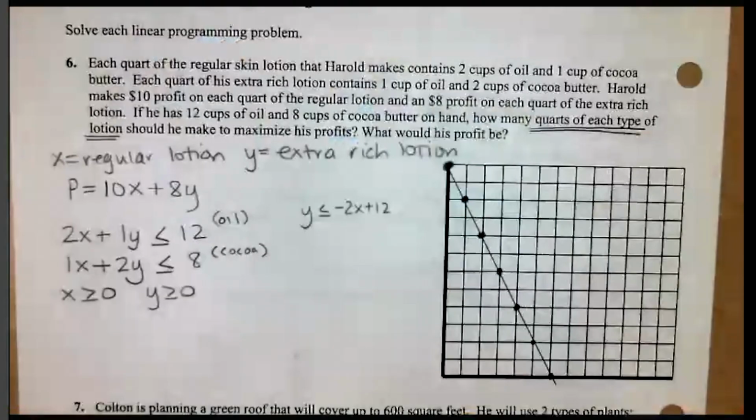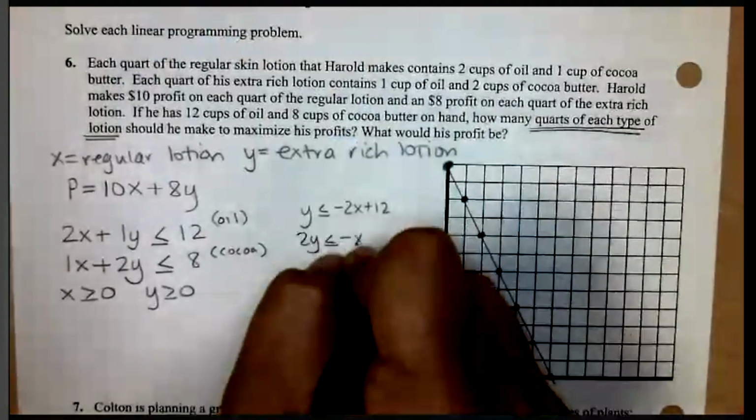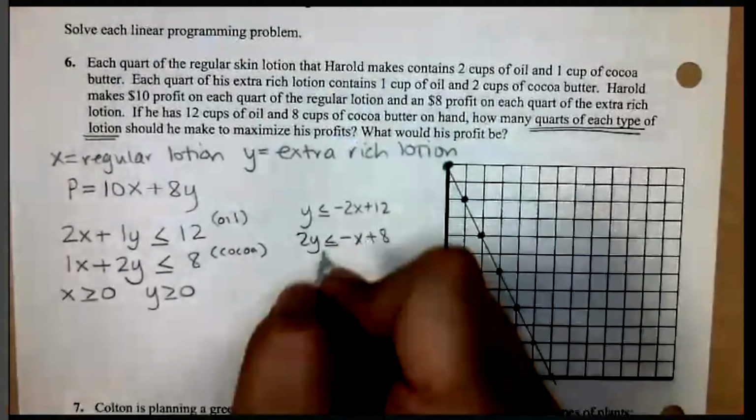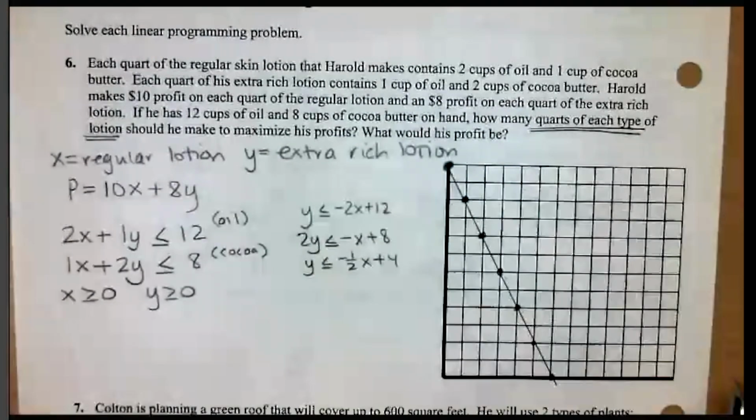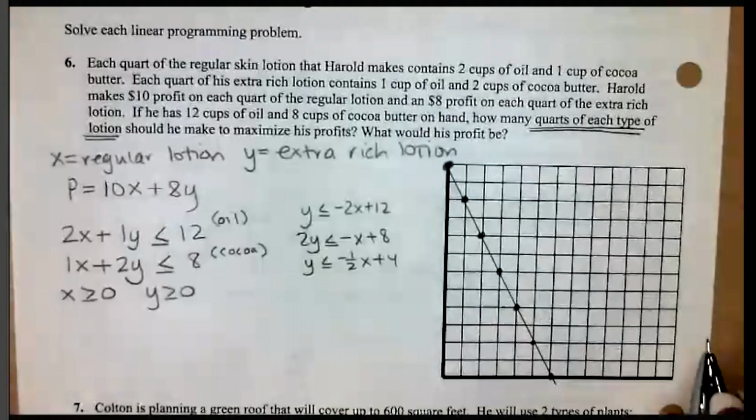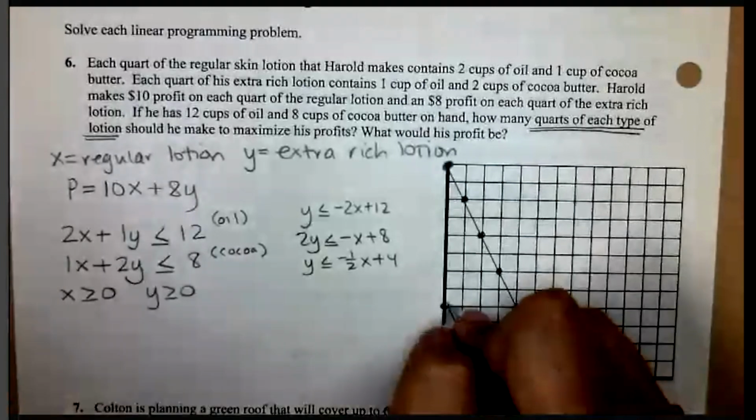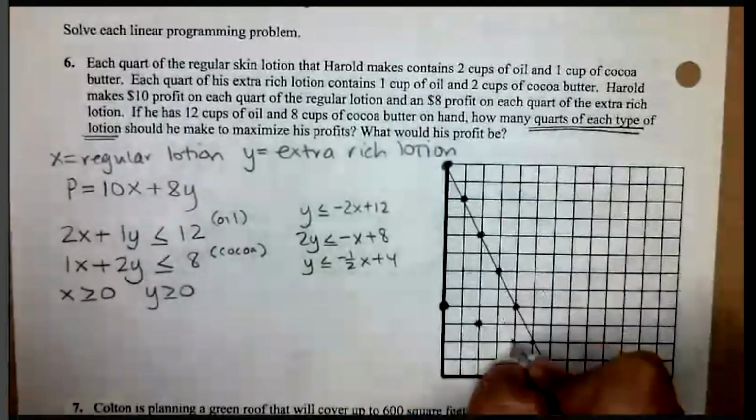All right, for our next one, we subtract the x. And then we divide by 2. So our y-intercept on this one is 4. So I'm going to start there, and I'm going to use my slope of negative 1/2 to go down 1 and to the right 2.